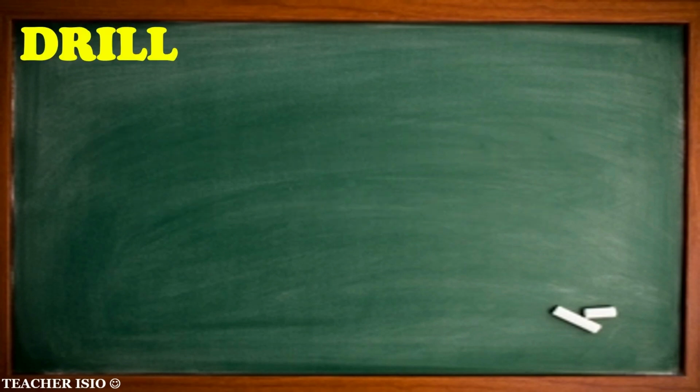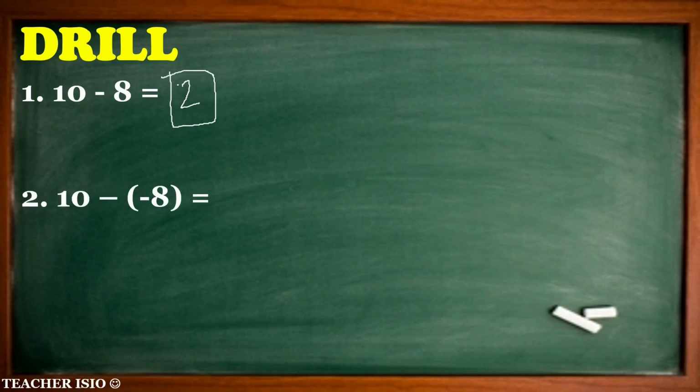Before we proceed to our lesson today, let's first have a drill. We're going to find the difference of the given. Okay? Let's have number 1. In number 1, we have 10 minus 8. What is 10 minus 8? We have 2. That's correct.